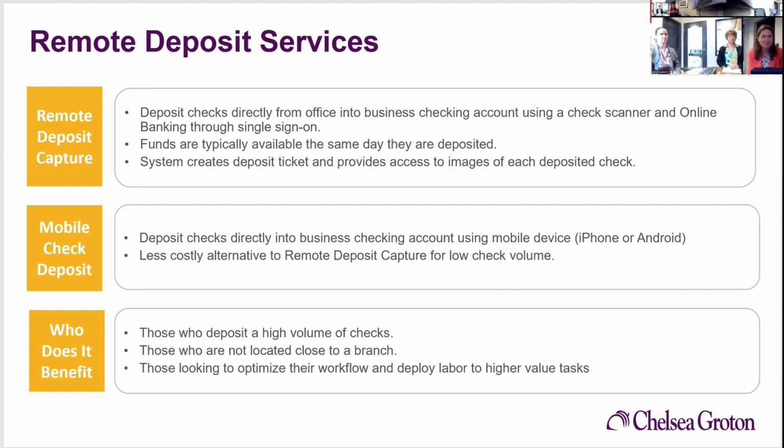So I just wanted to mention, it's available to everybody by default, but for certain limits you might need to contact us. Everybody's pretty familiar with mobile check deposit, but it's just another way to deposit without having to go to a branch. It's designed for less high volume check deposit needs. If you have a bunch of checks, first of all, who wants to take a picture of the front and back of 40 checks, but also that would be something a remote deposit capture check scanner would be a better solution for.